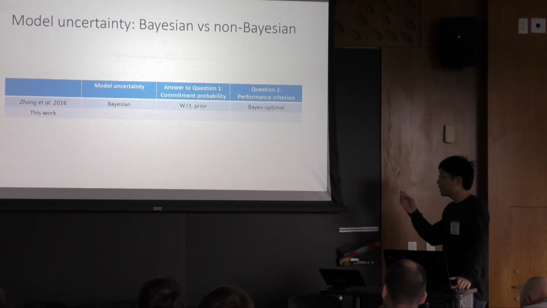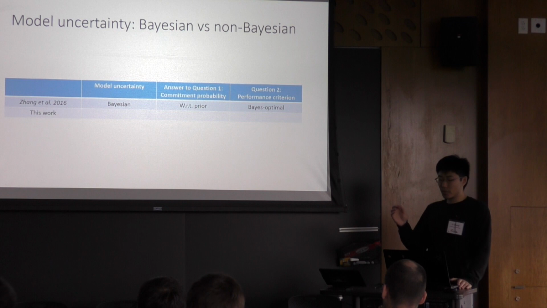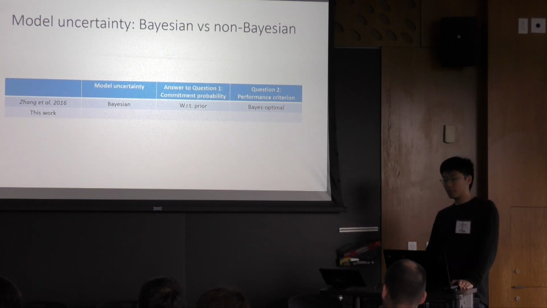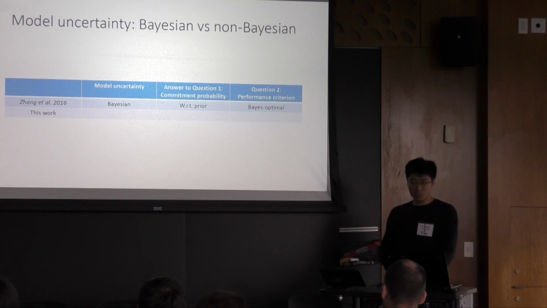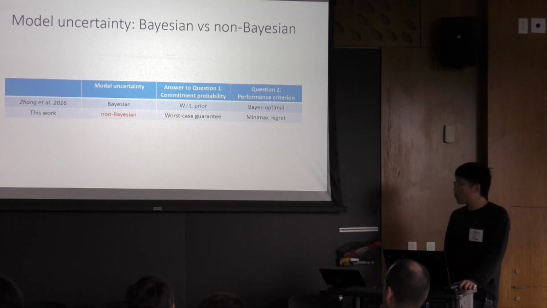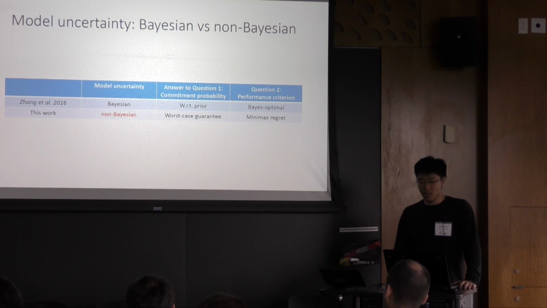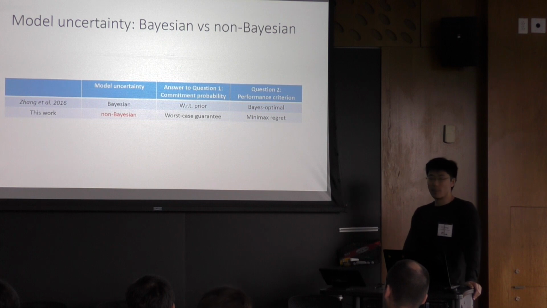One piece of my previous work considers Bayesian model uncertainty, where our answer to question one was that the commitment probability is with respect to the Bayesian prior. And we want to find a Bayes-optimal policy under this constraint. In this work, we concern ourselves with non-Bayesian model uncertainty, where our answer to question one is that we want to provide a worst-case guarantee on the commitment probability. And in a non-Bayesian setting, the performance criterion of the policy naturally becomes minimizing maximum regret.